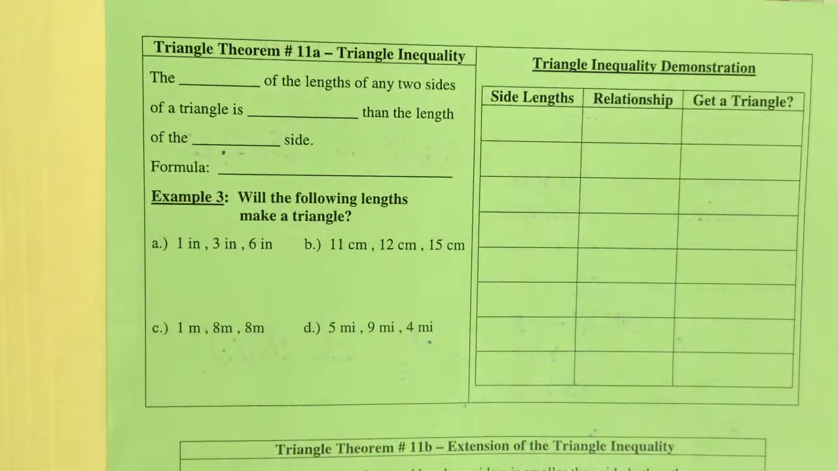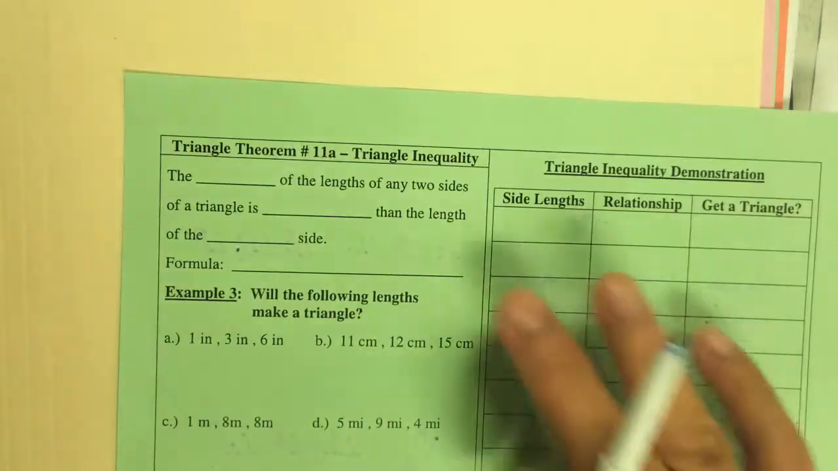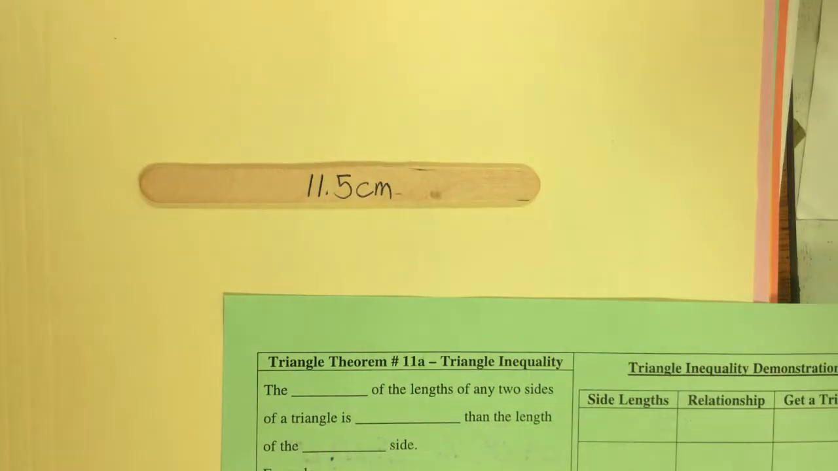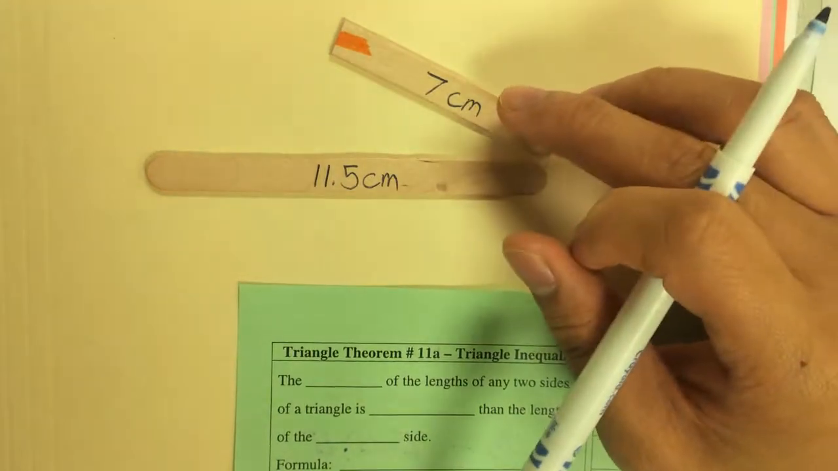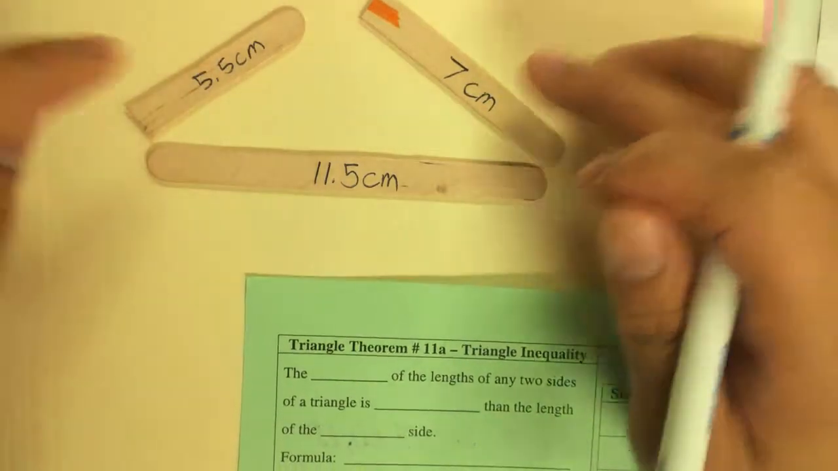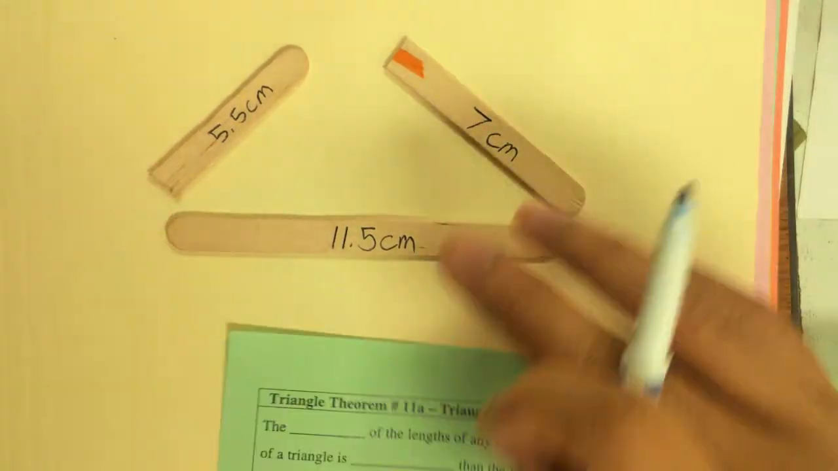Alright. Next part, for triangle inequality, the actual triangle inequality, is if you are given 3 side lengths, can we figure out if those 3 side lengths will make a triangle? So, here's one example. If I have one length is 11.5, the other is 7, and the other is 5.5. Can I take these 3 side lengths and form a triangle?